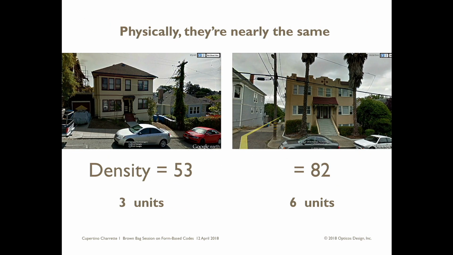Here's another example from Vallco where we were working a couple years ago. These buildings are almost identical in scale and size, yet they differ by the number of units. Some are flats and some are not. And so one has 3 and it's at, I think, 53 units, or yeah, and the other one's at 82. Yet their physical scale is almost identical.